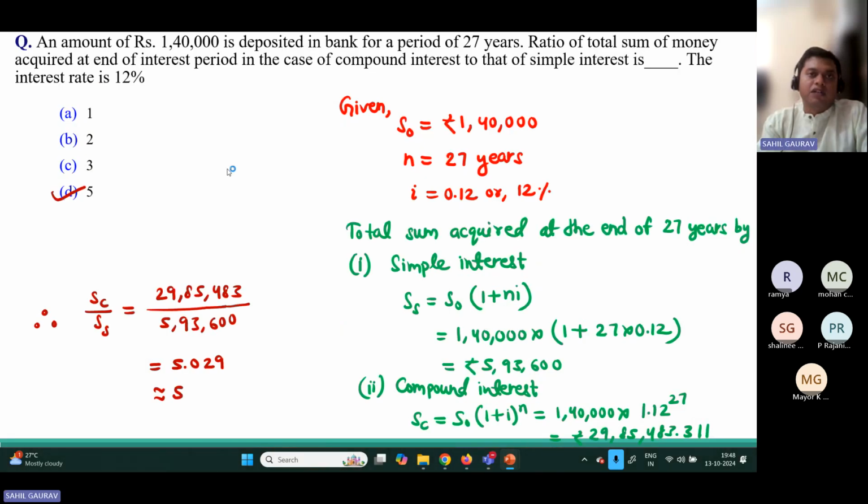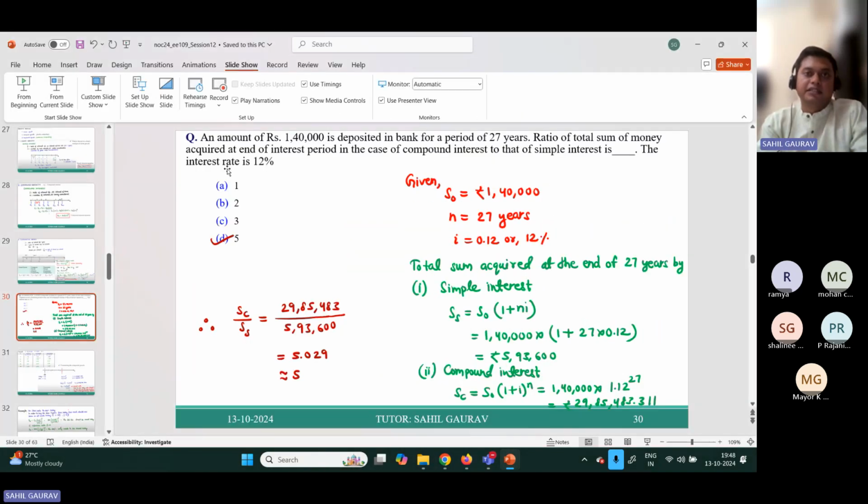So here an amount of 1,40,000 is deposited in a bank for a period of 27 years. What is the ratio of the total sum of money acquired at the end of the interest period in case of compound interest to that of simple interest? So the present amount of money is given as 1,40,000, the period we have kept is 27 years, and the interest rate is given as 12%. So we have to find the ratio for the total money that will come after 27 years to the simple interest money.